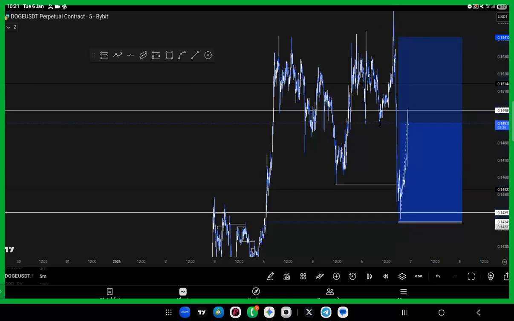So this is what you can do. You can narrow down your points of interest. You can reduce the size of your points of interest to start getting some good risk to reward trades.